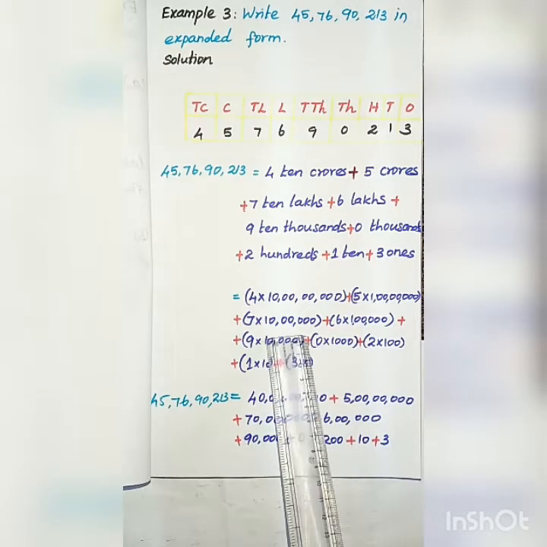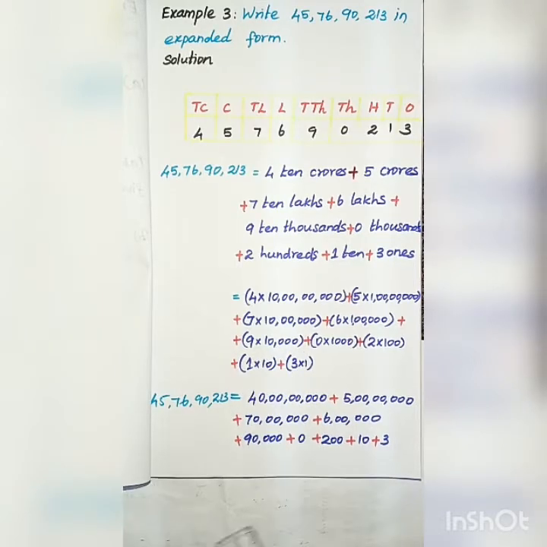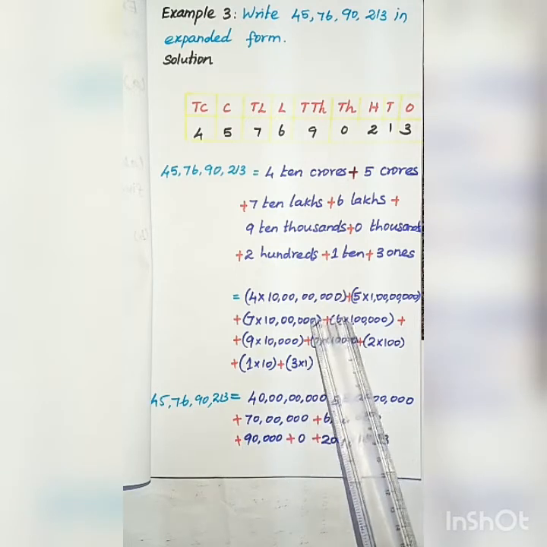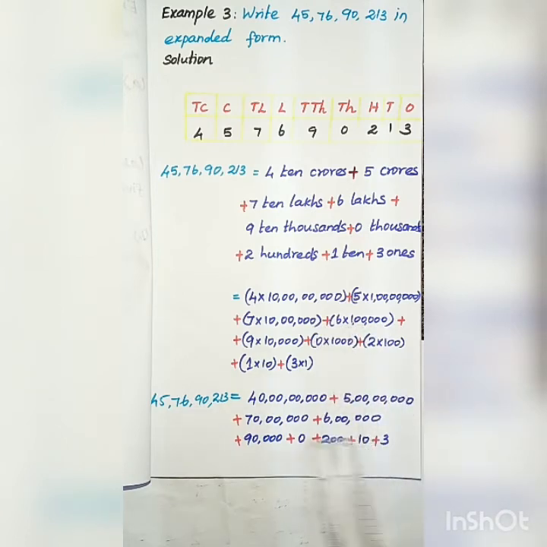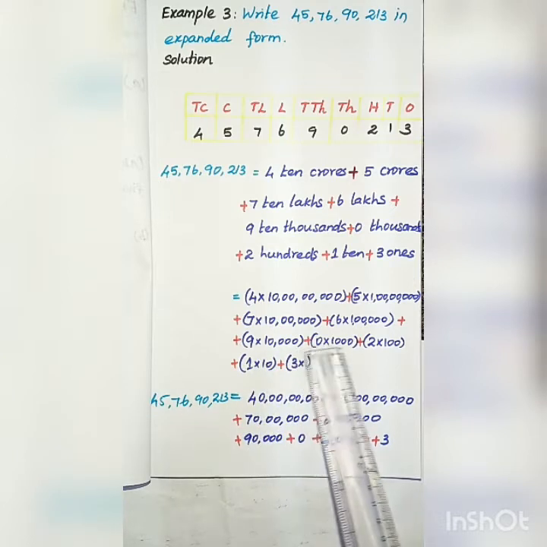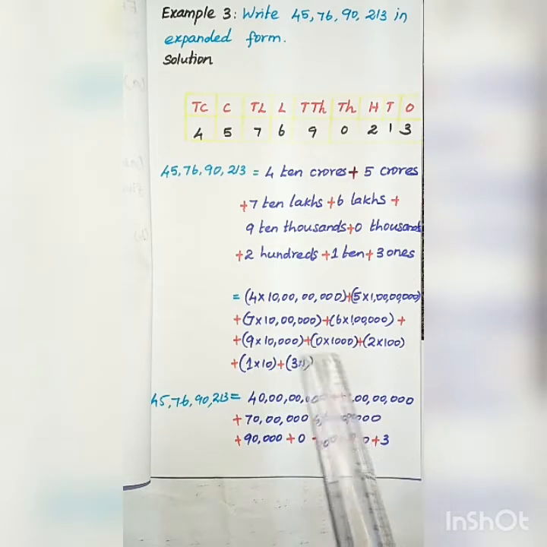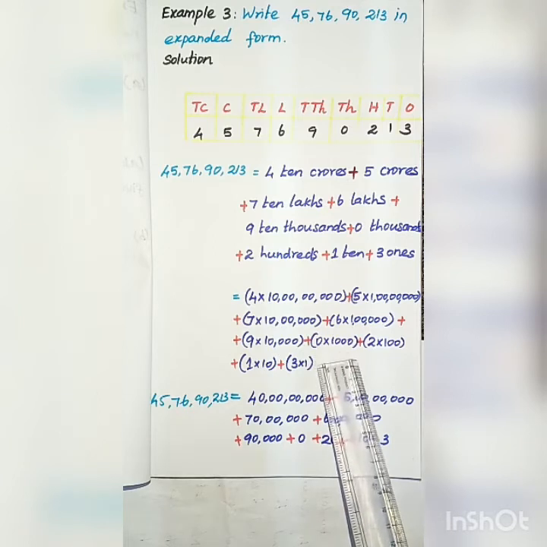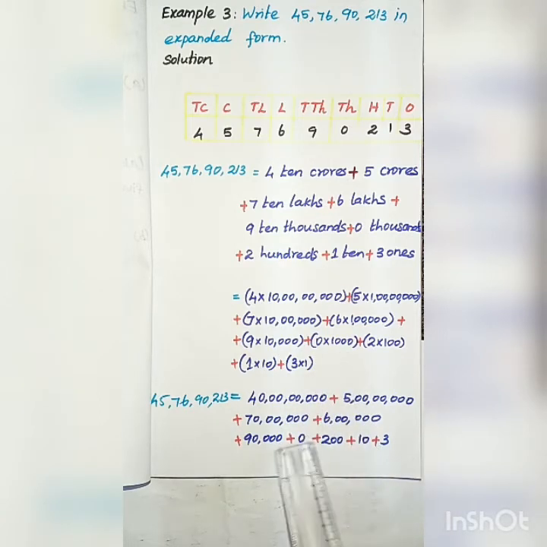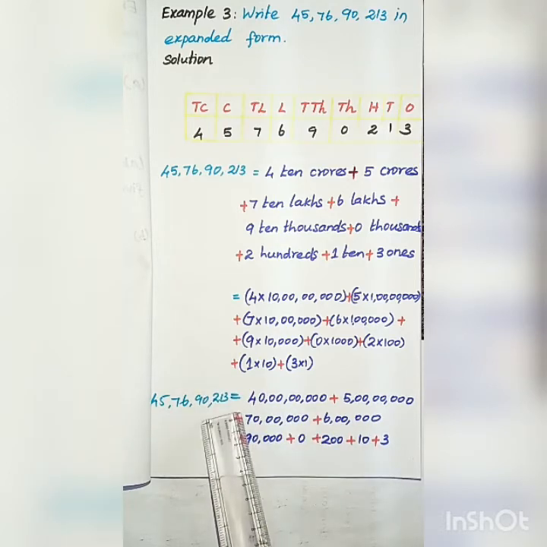Next one: 40 crore plus 5 crore plus 70 lakhs plus 6 lakh, plus 9 into 10,000 which is 90,000, plus 0 into 1,000. You multiply 0 with any number, it will become 0. Okay, plus 0, plus 2 into 100 is 200, plus 1 into 10 is 10, plus 3 into 1 is 3. So this is the expanded form of the given number.